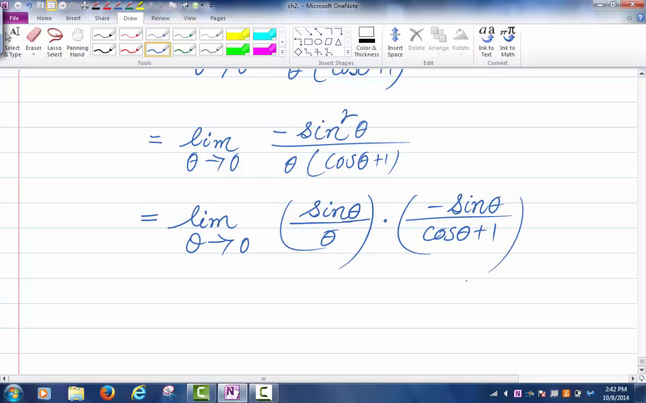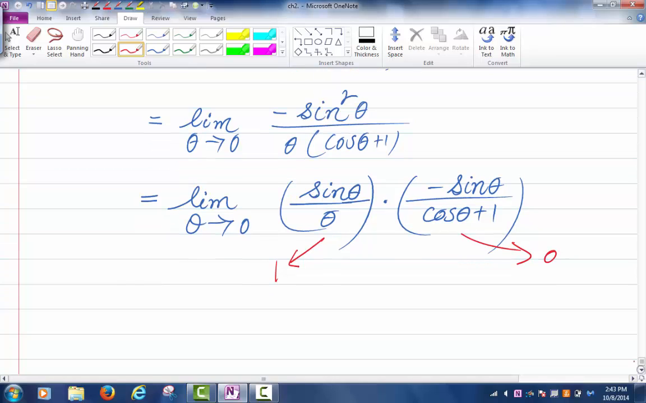What's the limit of the second factor here? 0, because as theta goes to 0, the denominator goes to 1 plus cosine 0. Cosine 0 is 1, so the denominator has limit 2. The numerator has limit sine 0, which is 0. So I get 0 over 2, which is 0. So this factor has limit 1, this one has limit 0. So together the limit is 0.